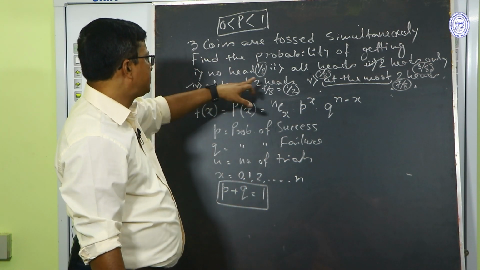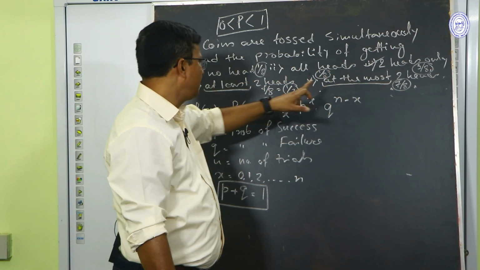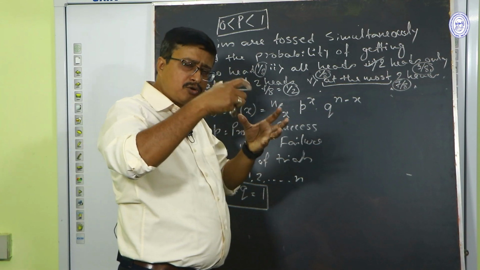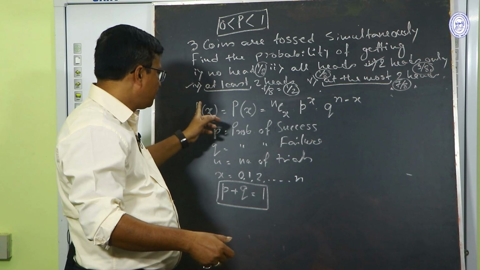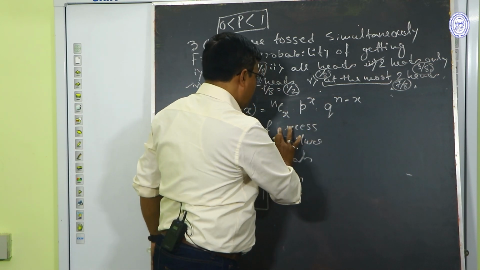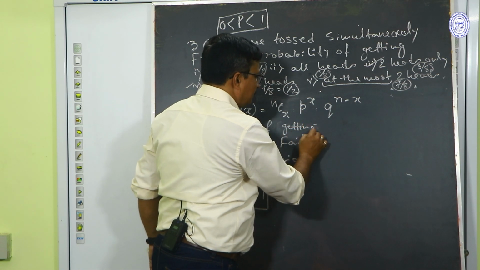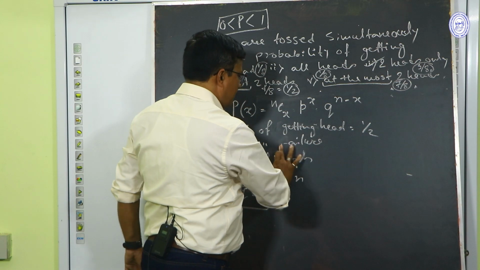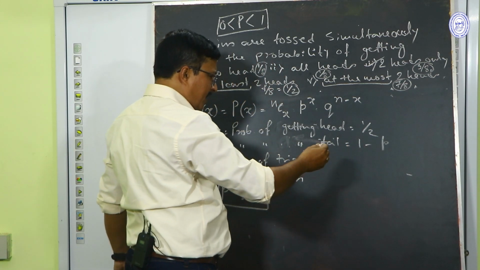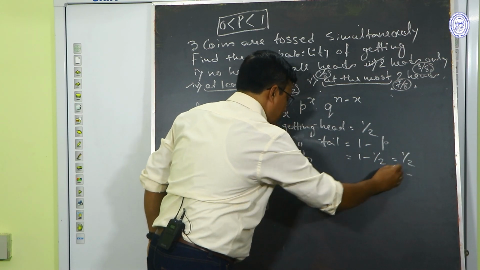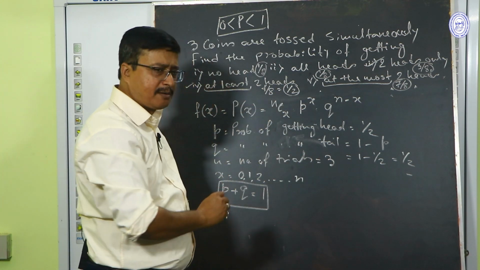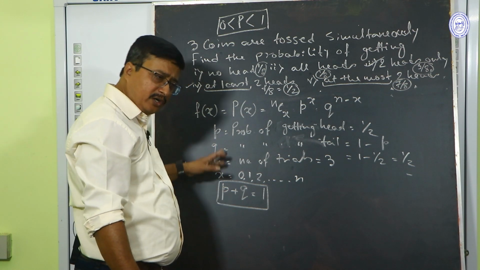Here the questions are no head, all heads, 2 heads only, at least 2 heads, at the most 2 heads. That means they are giving more emphasis on heads. So we take the probability of success as the probability of getting head. Clear? So it is half. Similarly, the probability of getting tail is 1 minus P, as P plus Q equal to 1, which is 1 minus half equal to half. Here the number of trials means how many coins you tossed. How many coins did we toss? 3. X varies for the separate problems.